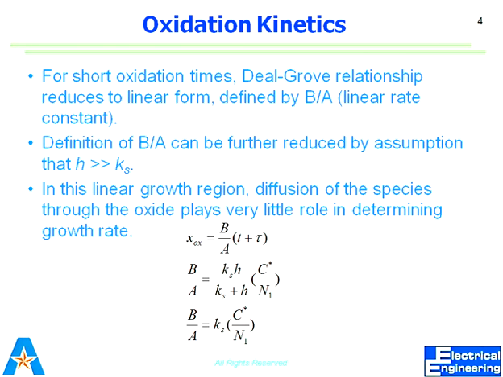Anybody who can define the second line, who could understand the second line from the discussion? The second line says the definition of B over A, that is the linear rate constant, can be further reduced. It means we can also say that H is very, very large as compared to Ks. That means the mass transfer coefficient is very high compared to how fast the molecules get reacted with the silicon. Yes, now you get to the point: what is the limiting factor here?